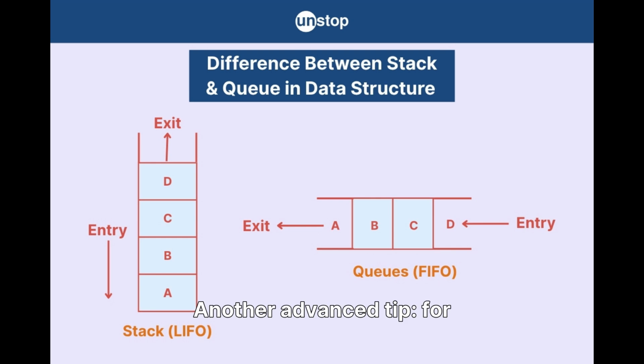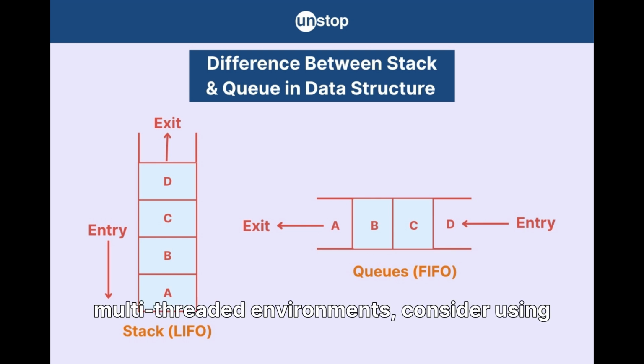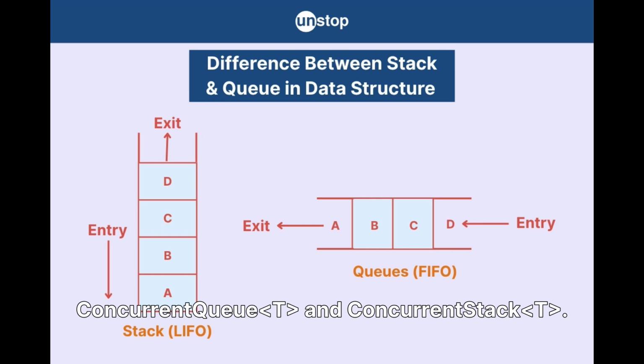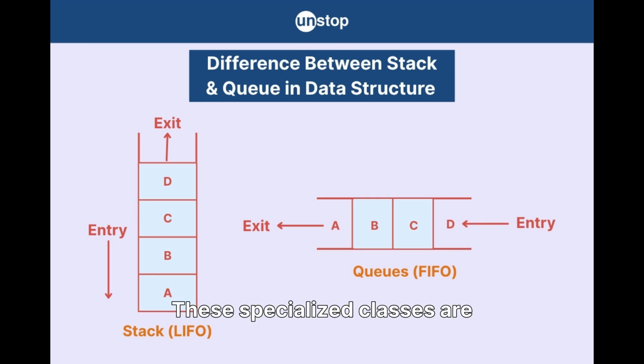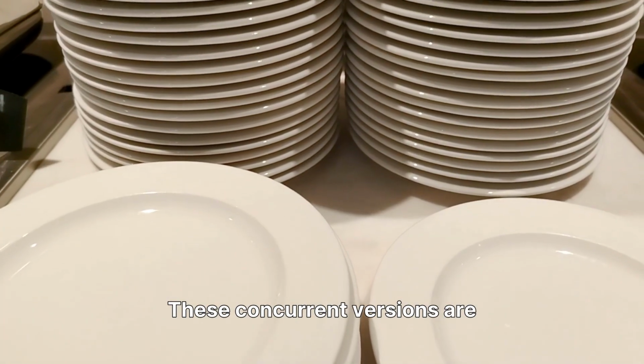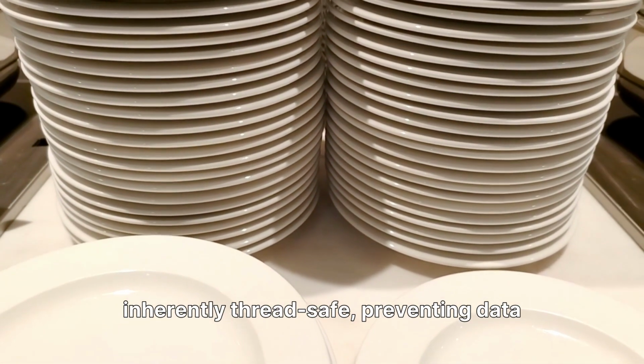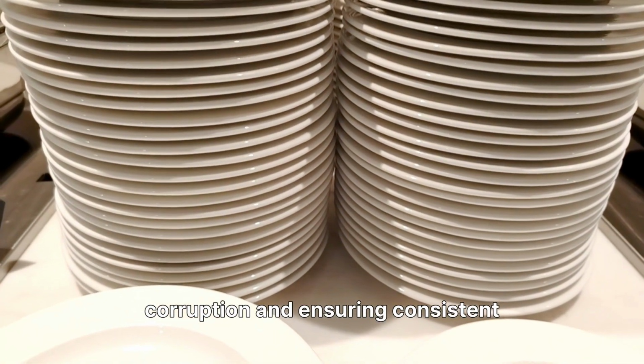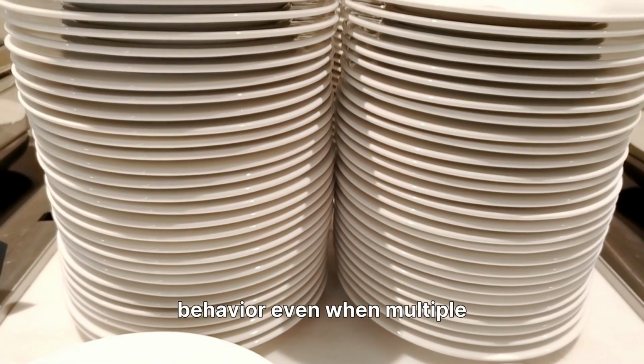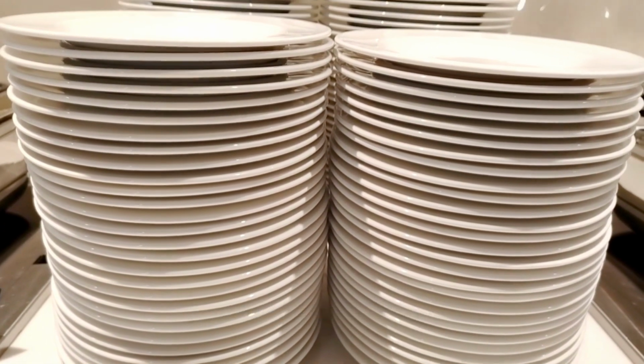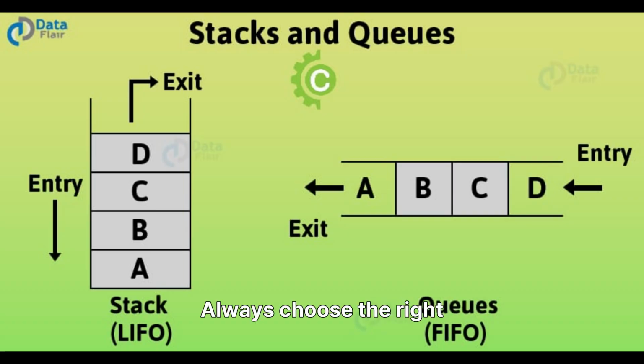Another advanced tip: for multi-threaded environments, consider using ConcurrentQueue<T> and ConcurrentStack<T>. These specialized classes are designed for safe concurrent access. These concurrent versions are inherently thread-safe, preventing data corruption and ensuring consistent behavior even when multiple threads access and modify them simultaneously. Always choose the right tool for the job. Standard Queue<T> and Stack<T> are perfectly sufficient and often more performant for single-threaded applications.